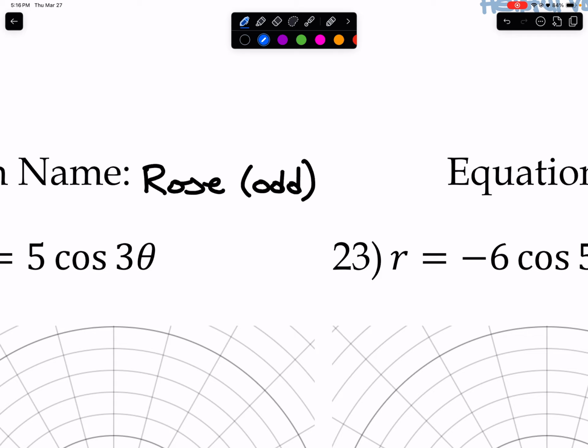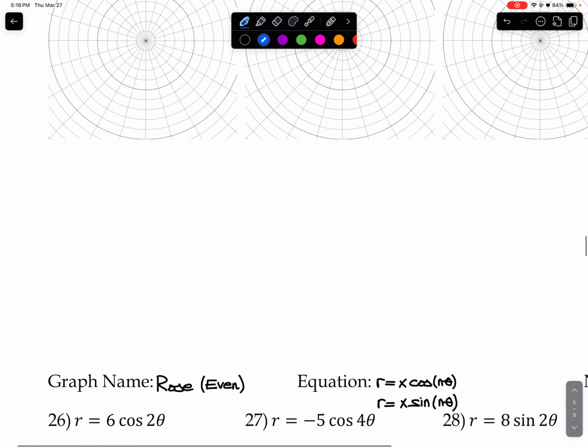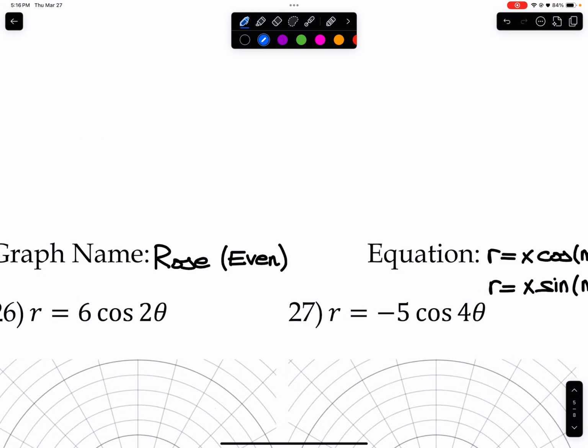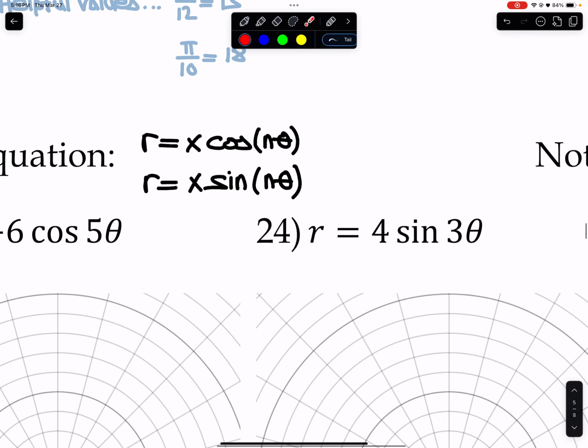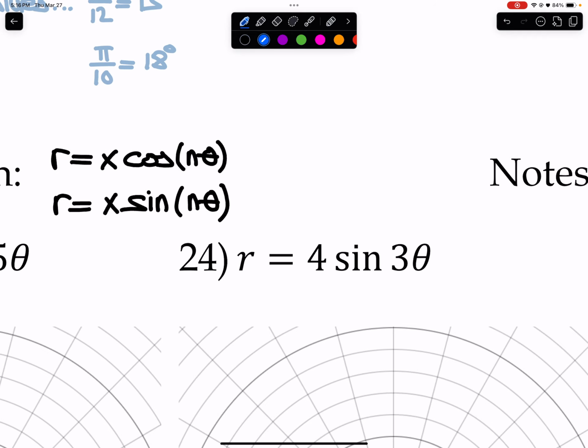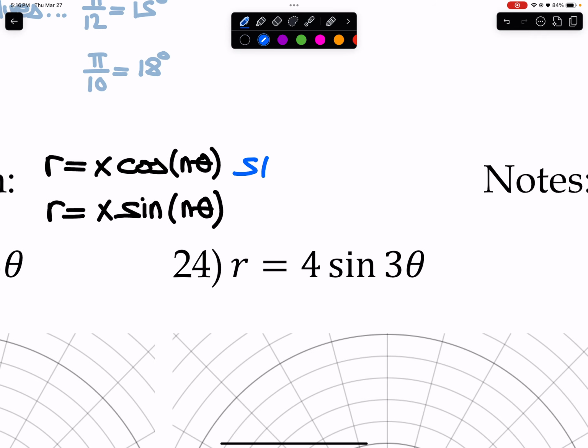So we have an odd rose when it has an odd number of petals, and then we have an even rose when it has an even number of petals. So our equations are going to be using either sine or cosine. So if it's cosine, it's going to be symmetric about the x-axis. And if it's sine, it'll be symmetric about the y-axis. So same thing.